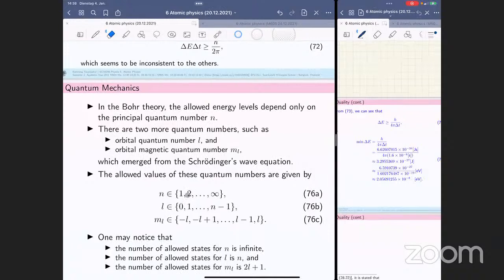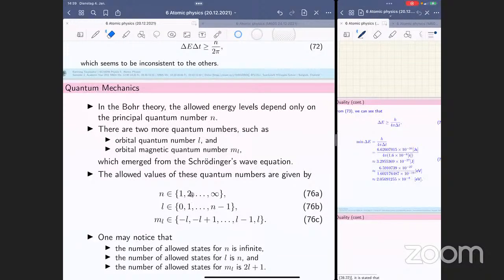When your n is 2, 2 minus 1 is 1, right? So there will be 2 possible cases for L in this scenario. L could be 0 and 1.